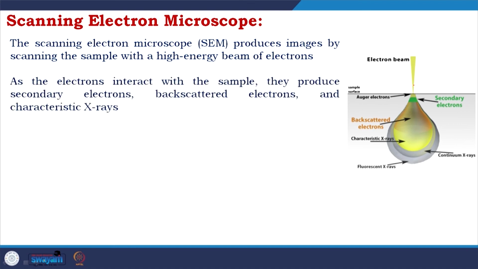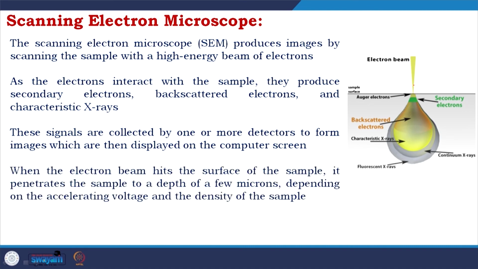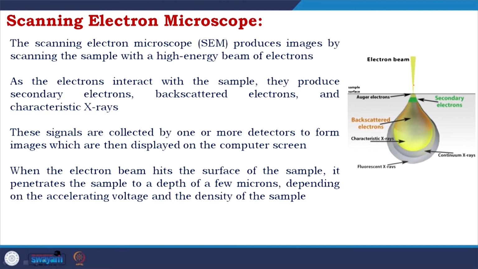As the electrons interact with the sample, they produce secondary electrons, backscattered electrons, and characteristic X-rays. These signals are collected by one or more detectors to form images, which are then displayed on the computer screen. So, the electron beam comes, it interacts with the sample, producing different types of rays: secondary electrons, backscattered electrons, characteristic X-rays. All these signals are collected by the detectors to form images, which are actually displayed on the computer screen.